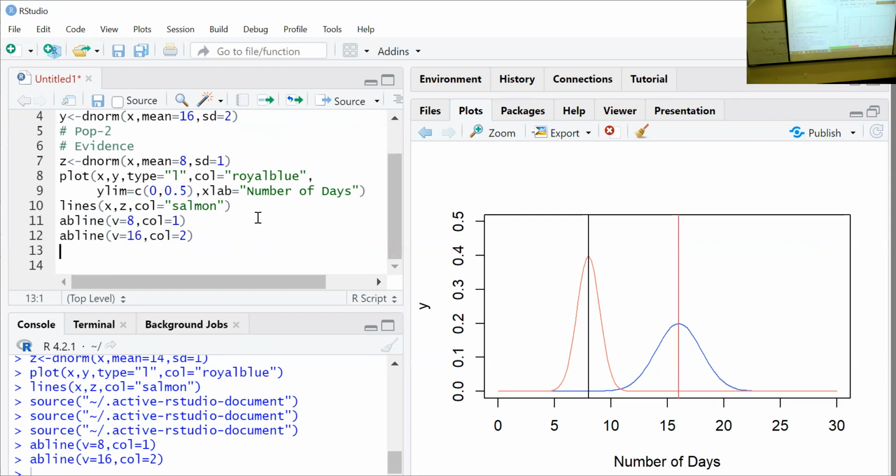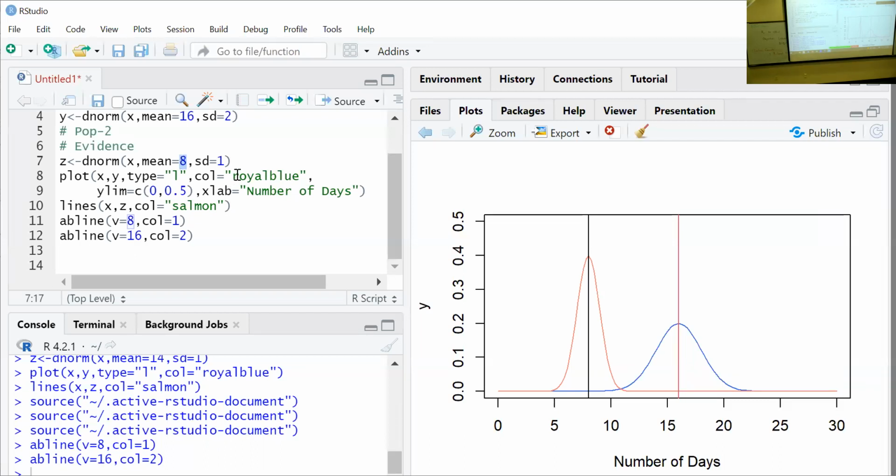I'm going to use the same effect size. In other words, I'm not going to change 16 and 8. But I'm going to do something and you can tell me if we will end up with the same conclusion.